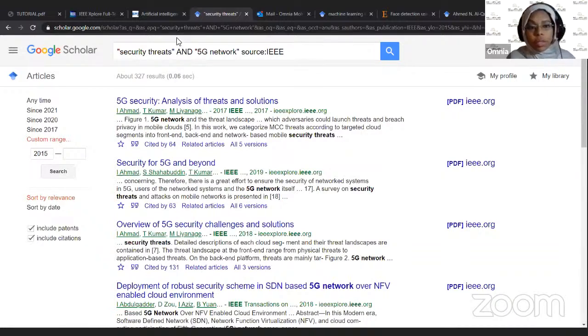There's something that I use, which is AND. AND is a Boolean operator, and we can always use these kinds of operators to add more keywords to our search.